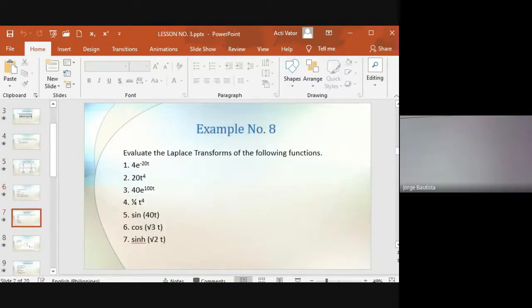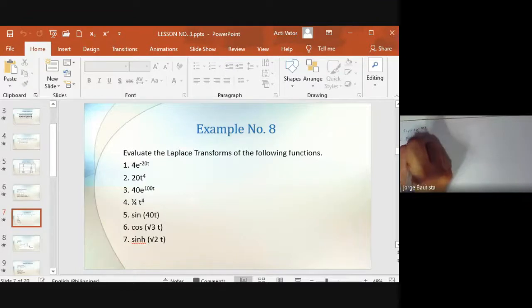Okay, so let's try to solve number 8. Evaluate the Laplace transform of the following. Sulat ko na lang muna yung mga questions. Number 1, f of t is equal to 4e raised to negative 20t. Number 2, f of t is 20t raised to 4. Para hindi na tayo pabalik-balik.